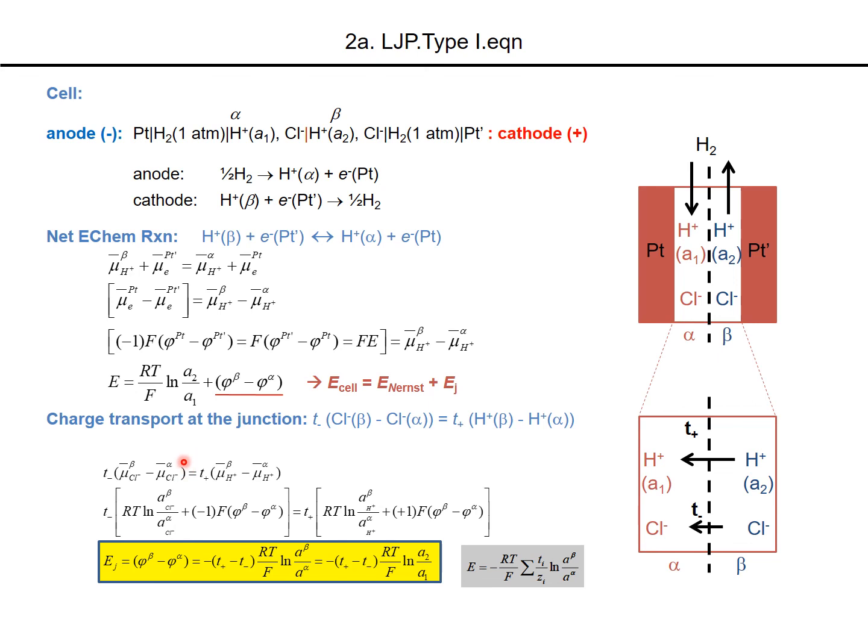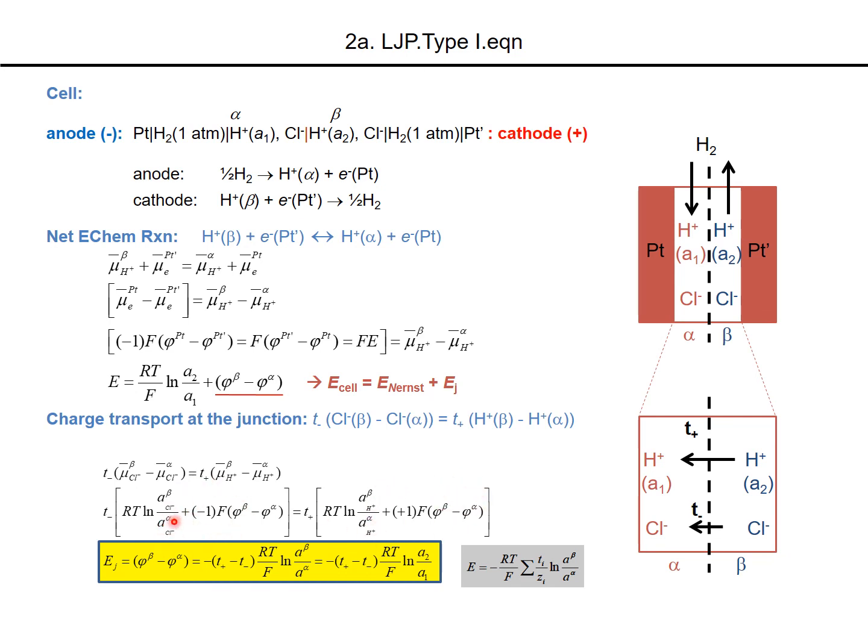Then this electrochemical potential of ions, sometimes chloride minus, sometimes proton, goes to the activity term plus the electric potential term for the H plus and for the chloride minus.